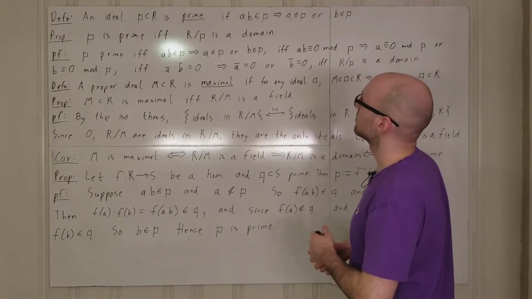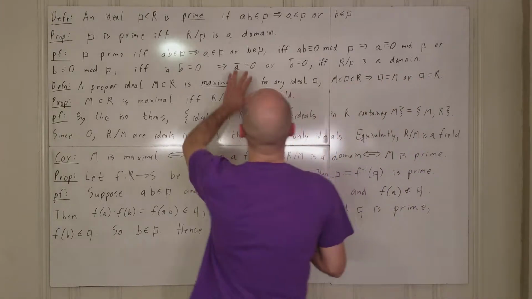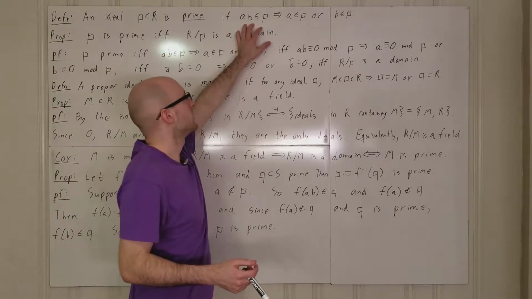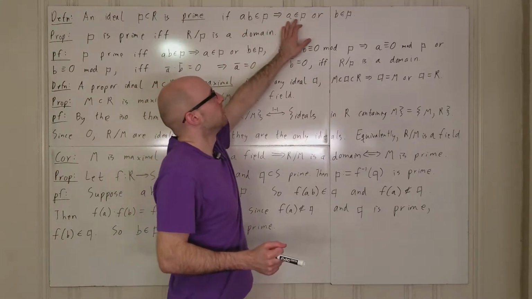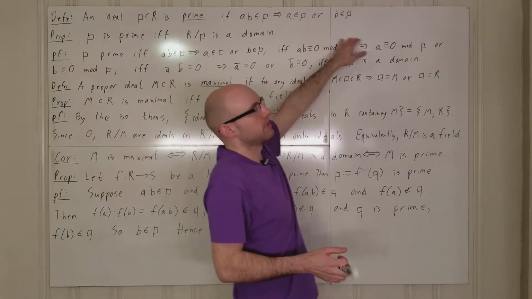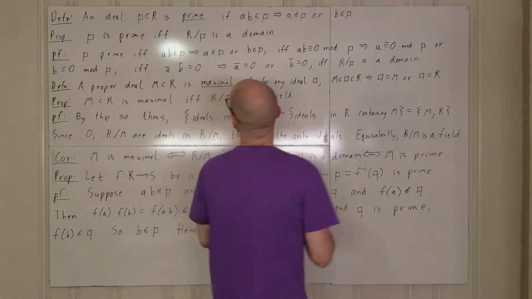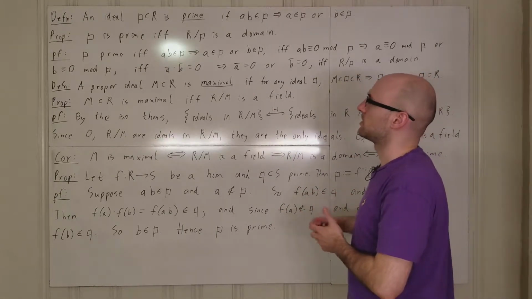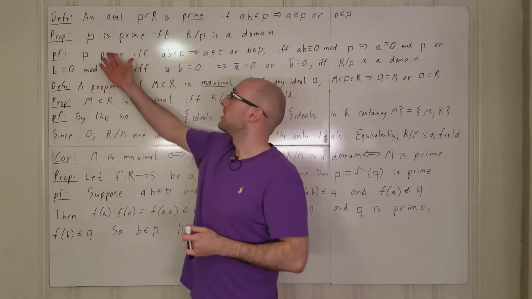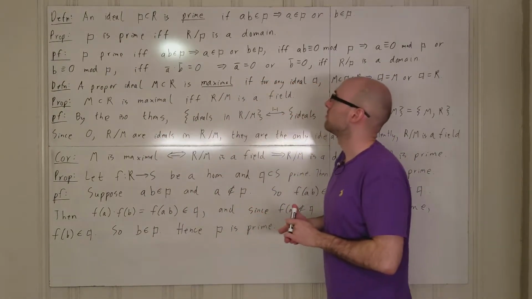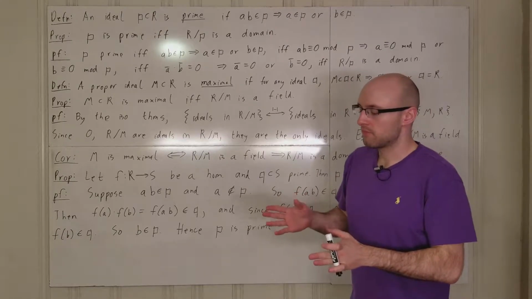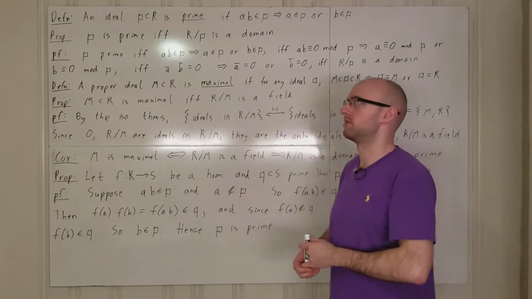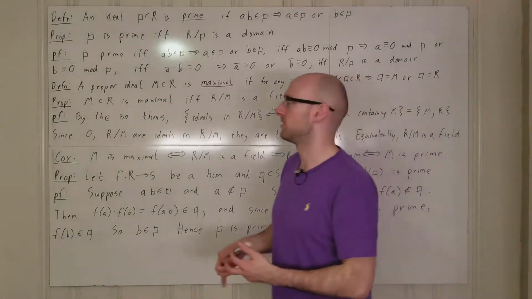But anyways, P is prime if whenever you have two elements A and B in our ring whose product is in the ideal, then either A is in P or B is in P. So let's see here. What is something we can prove about this? Turns out an ideal is prime if and only if the quotient is a domain, i.e. if you multiply two non-zero ring elements, you'll get a non-zero ring element.